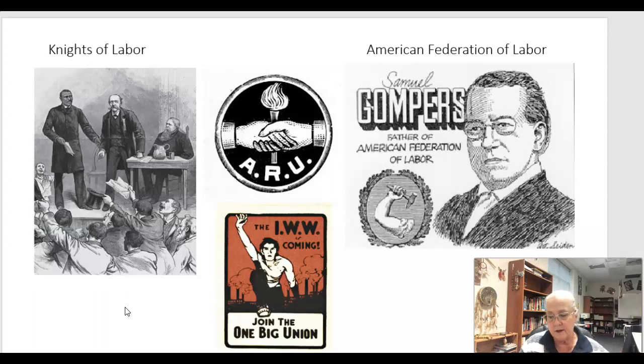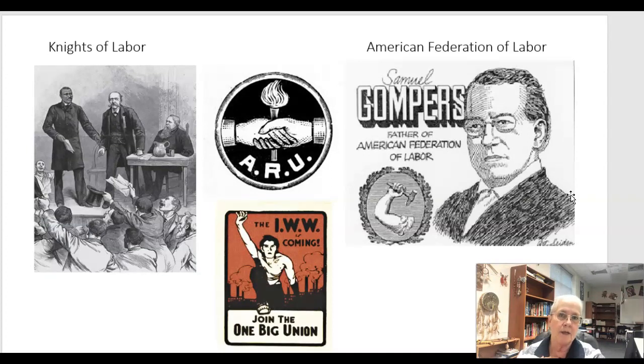The other one of huge note is the American Federation of Labor, this one over here. It was formed by a guy named Samuel Gompers, but it only took in skilled craftsmen. So it was a craft union. That would mean that it only had white males in it. Another one would be the American Railroad Union that was headed by Eugene V. Debs, and this one was for railroad workers. And then you have the International Workers of the World, the IWW, and they were more of a socialistic type of labor union.